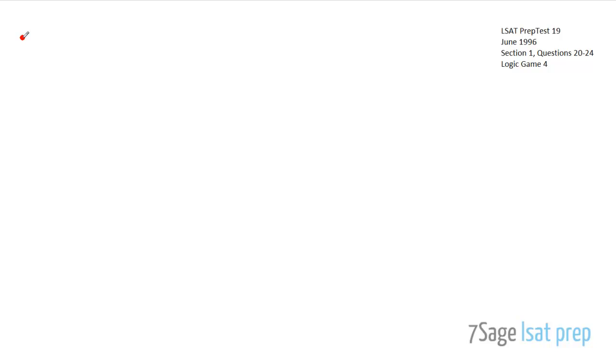Okay, this is LSAT PrepTest 19, Section 1, questions 20 through 24, the fourth logic game of this test. Okay, so what do we have? We have each of 9 students, F, G, H, J, K, L, M, N, and P, who will be assigned exactly one of 3 panels: oceans, recycling, and wetlands. So we're going to have to dump these guys into these categories.